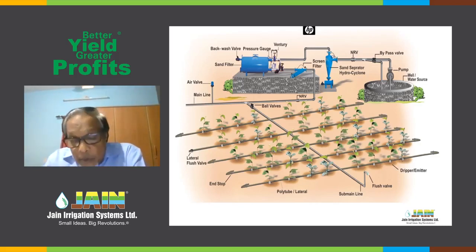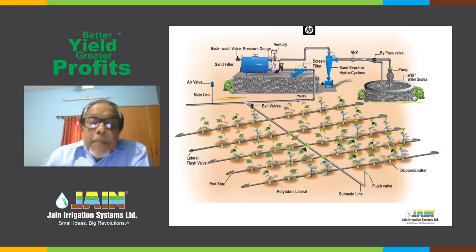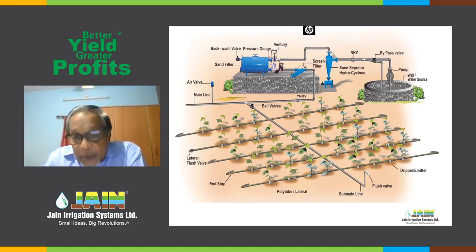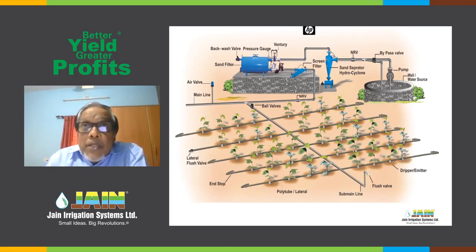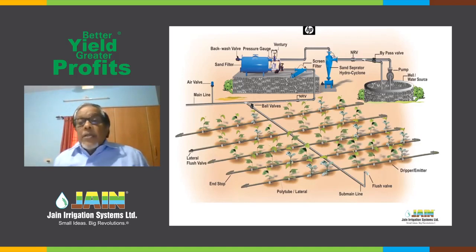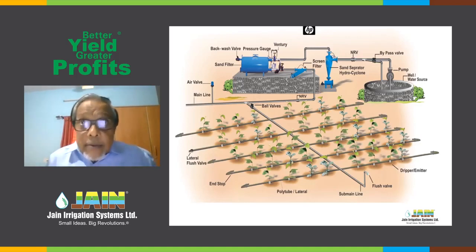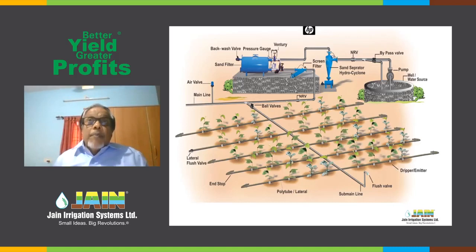As I go along with the presentation, you will understand that. That's the main purpose of this presentation. The alignment of the drip line vis-a-vis the crop rows and the soil is very critical because it decides the cost of the system. How many meters or kilometers of drip lines you are going to use in a hectare of land has a direct bearing on the cost of the system.